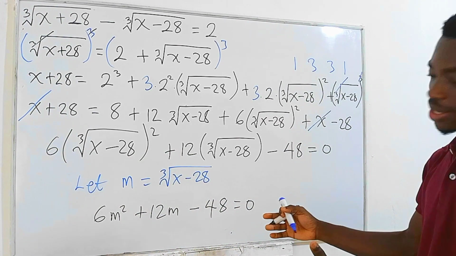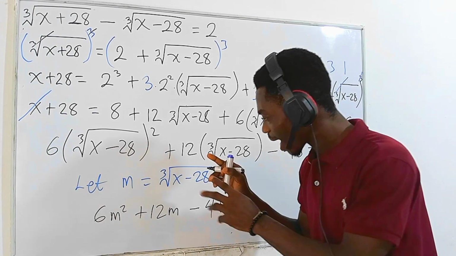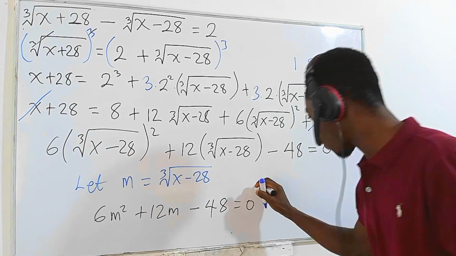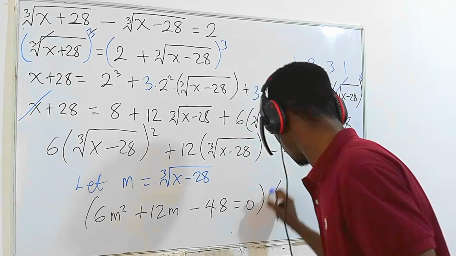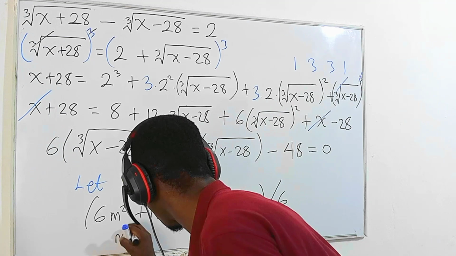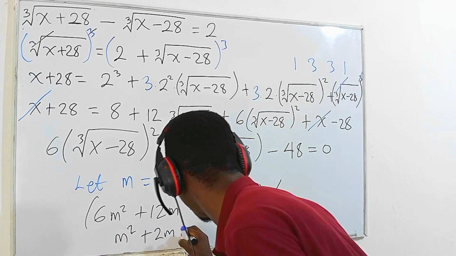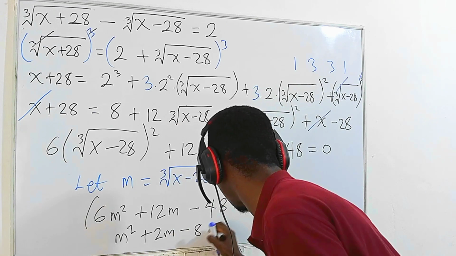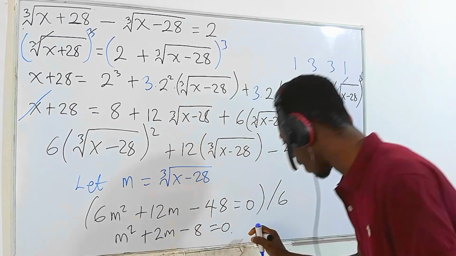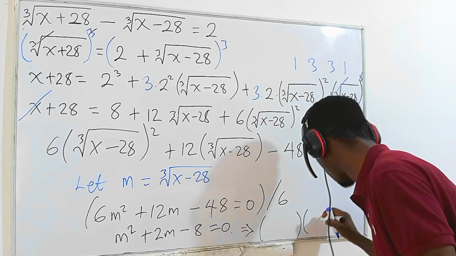Quadratic equation. Can we reduce it? Yes, we can reduce this because every term in this quadratic equation is divisible by 6. So let's go ahead and divide every term by 6 so that here we'll be left with just m squared. Then here we have plus 2m minus 8, and this is equal to 0. Very nice quadratic equation.